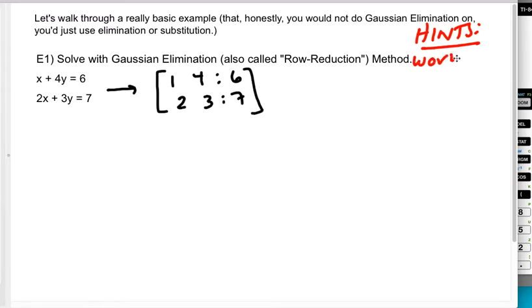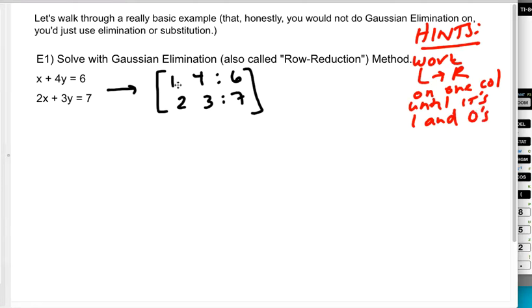Work left to right on each, one column at a time, okay? So I'm going to work left to right on one column until it's 1 and zeros. I'm going to try and get each column. I know I want this to be a 1 and it's already a 1, right? So that's great, that's already a 1.